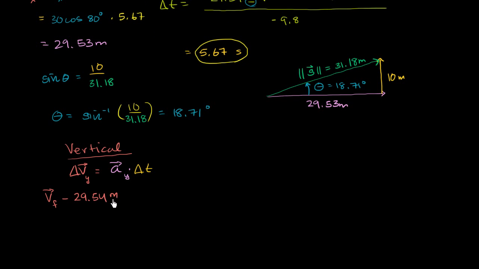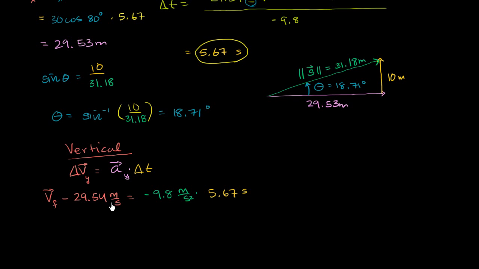is equal to our acceleration in the vertical direction, which is negative because it's accelerating us downwards, negative 9.8 meters per second squared. And our time in the air is 5.67 seconds, times 5.67 seconds. And so we can solve for the vertical component of our final velocity. So once again, this is the vertical component. This isn't the total one. I wrote vertical up here, so you know this is the vertical component. So let's solve for this.